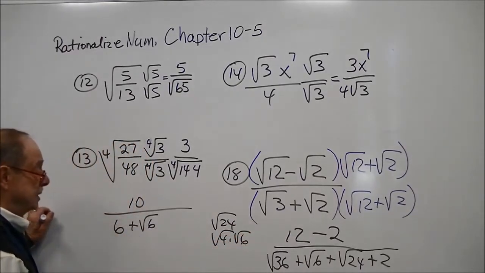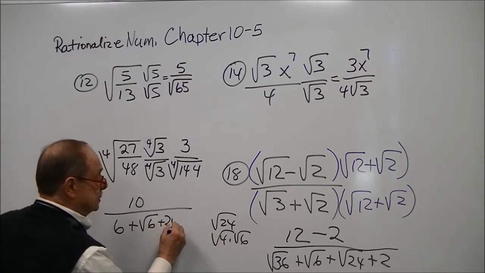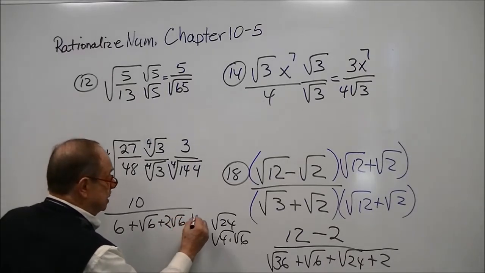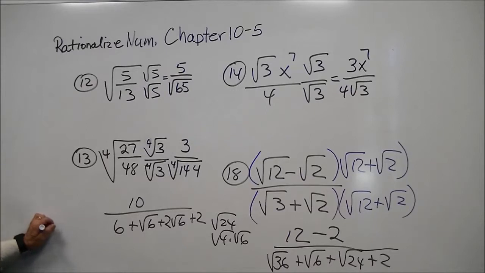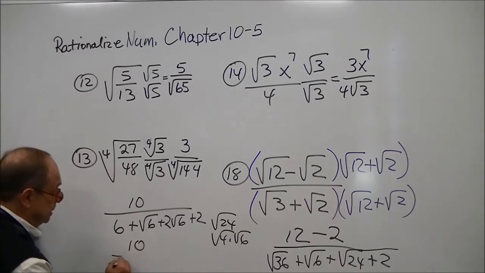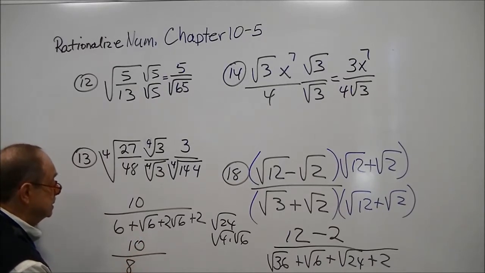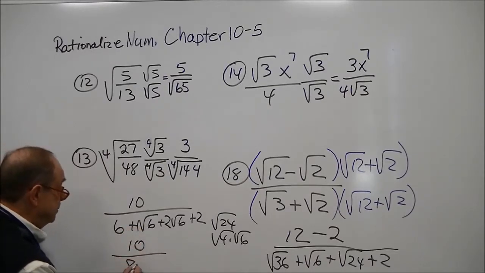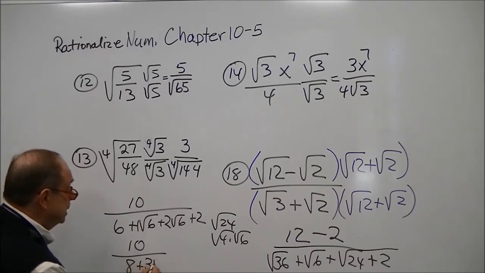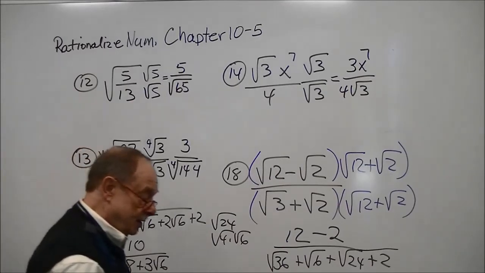Oh, I see we're going to do something here. The square root of 4 is 2. So this becomes 2 square root of 6, and then plus 2. So 6 and 2 are 8, so we have 10 over 8 plus, remember there's one of those, so that would be 3 square root of 6. If this were a 4, we could factor out something and then do some canceling, but I think that's about as far as we can go.